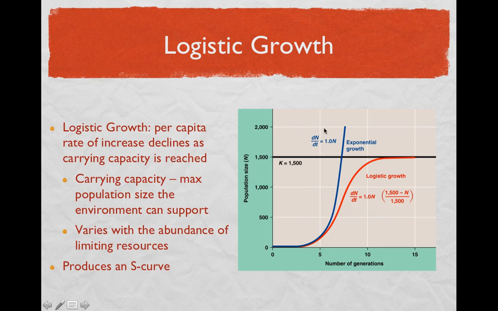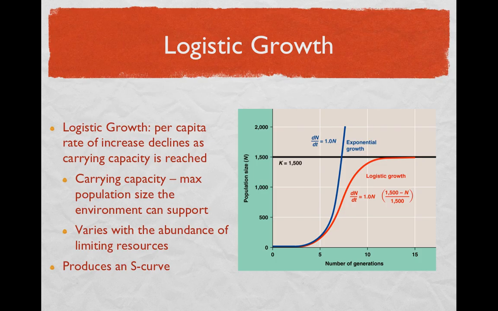So here is my exponential. I'm at my max. I'm just reproducing and reproducing and reproducing, and so my population is literally exploding. It's doubling every time we go through a generation. We already discussed that that's not sustainable forever. So what's the more realistic option?